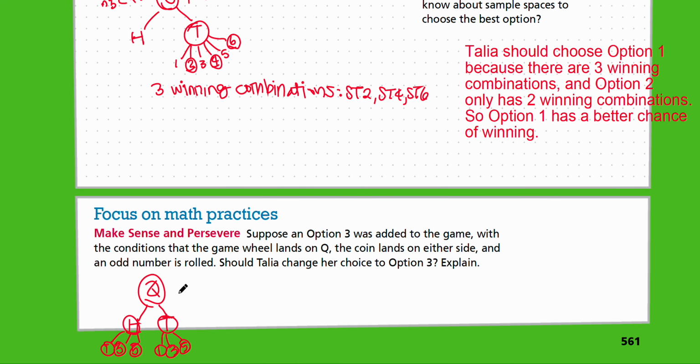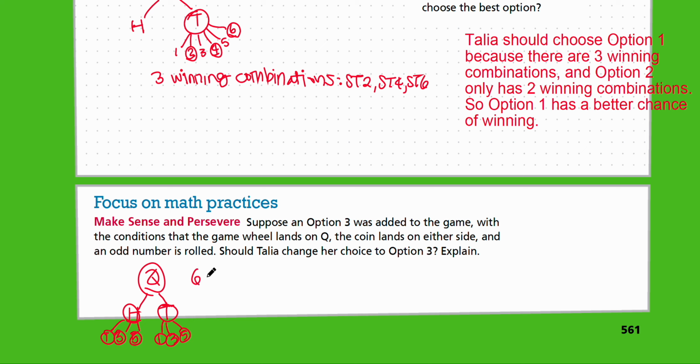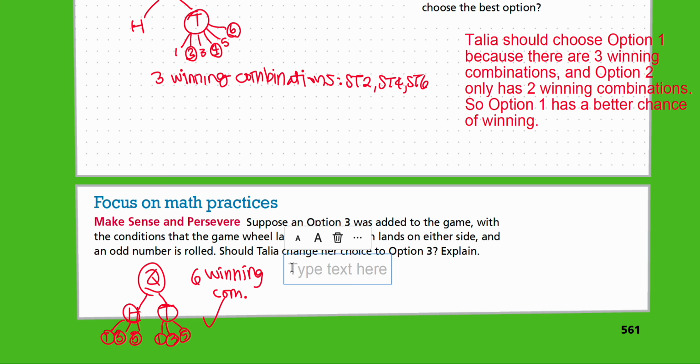It's double as much as option 1, right? So we have 6 winning combinations. So this is better. So let's write that down. How do we explain that in words, right? So should she change to option 3?